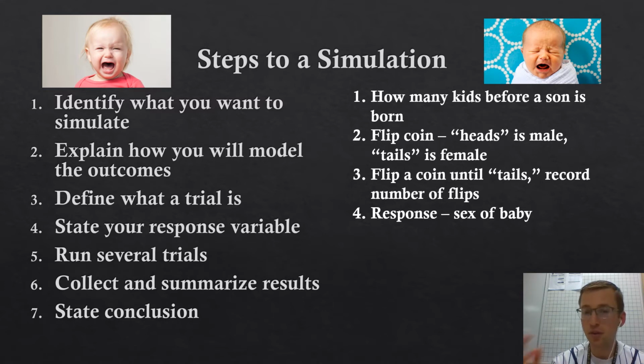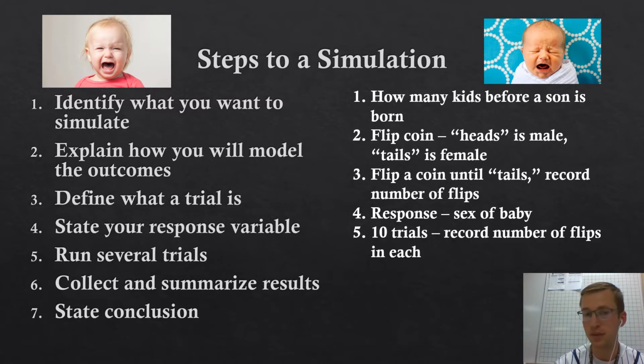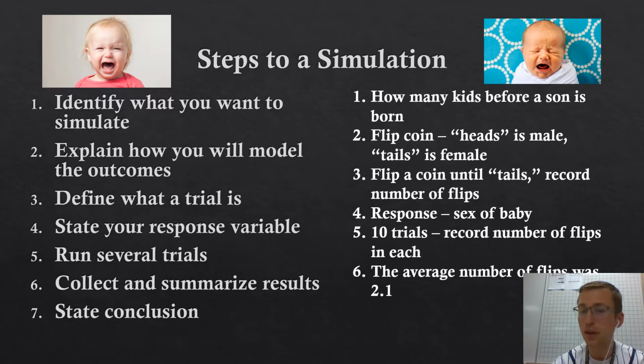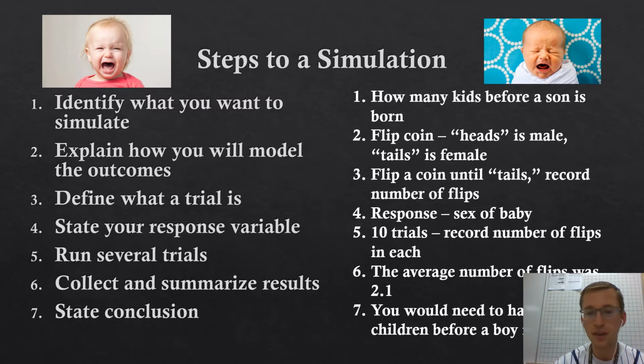And then we want to run this trial many, many times. So the more trials you can run, the more accurate your estimate is going to be. So maybe in this situation, we're going to flip it for 10 trials. So we're going to go until we get a boy 10 times and then find the average maybe of those 10 trials. So then we can collect and summarize our data. So maybe in our case, the average number of flips among our 10 trials was 2.1. So we can state the conclusion that you would need to have about 2.1 children before a boy is born, okay? So obviously 2.1 doesn't make a lot of sense here, but based on our simulation, that's how we'd interpret it.